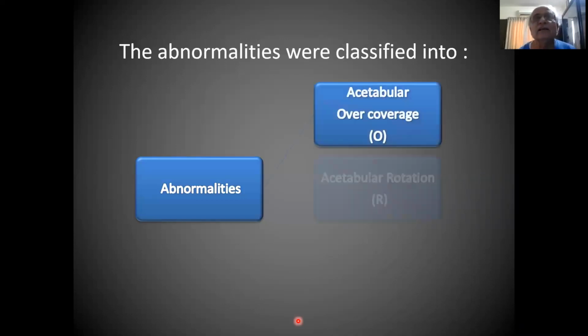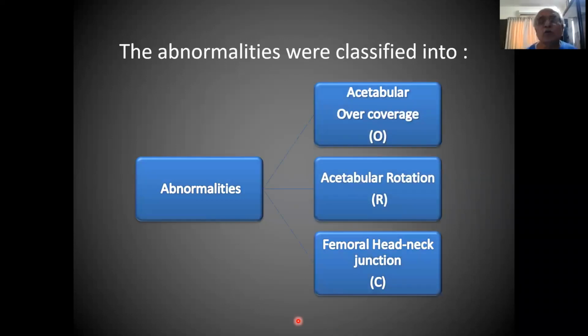So finally, we came up with a new classification. This classification is not described in the book. This is our own classification. What we described as abnormalities: one is acetabular overcoverage, that's called O. Acetabular retroversion, so rotation is R, and femoral head neck junction was C. That is the way we classified, ORC.